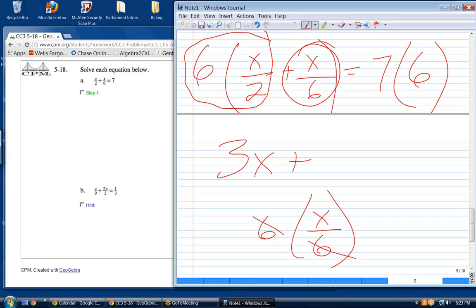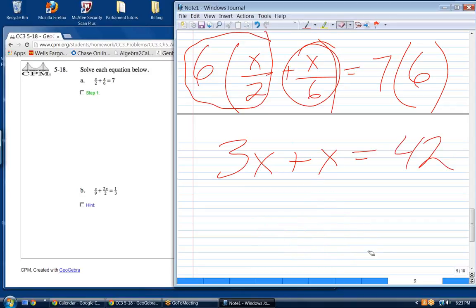6's cancel. 6 divides into 6 one time. So you're left with x. And then I have 42 on the other side. Now the problem's a whole lot easier to solve than it was before, right? We don't have any fractions. We got rid of all the fractions with one step of multiplying both sides by 6. And now we have 4x equals 42, x equals 21 halves.